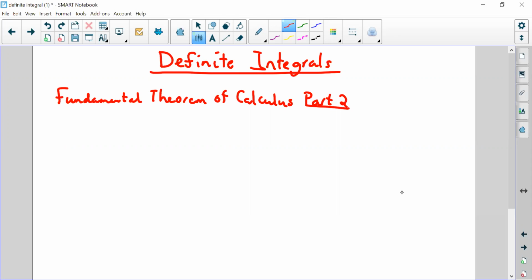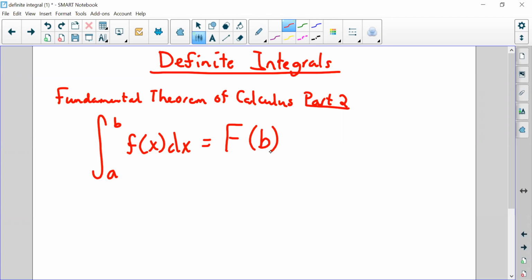Basically, the fundamental theorem of calculus says, if I want to evaluate the integral from a to b of f of x dx, that is equal to big F evaluated at b, minus big F evaluated at a. And basically what that means, this big F is the antiderivative.